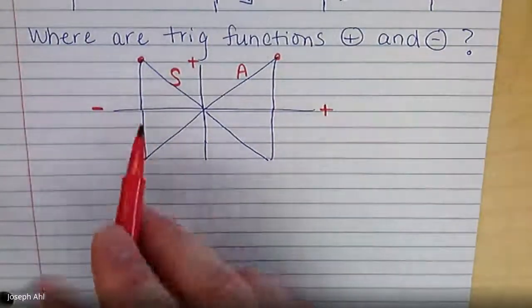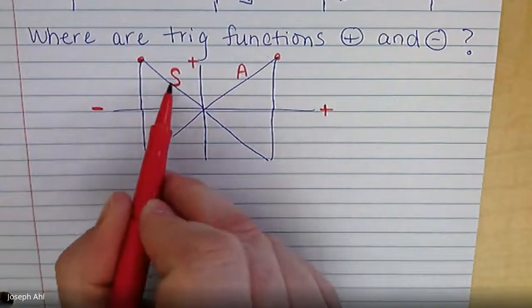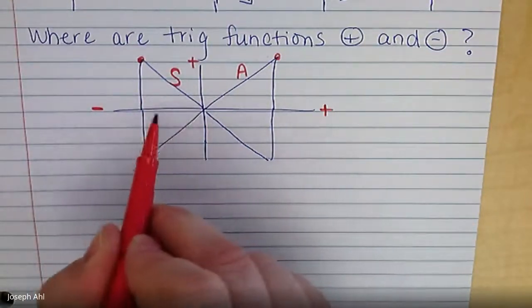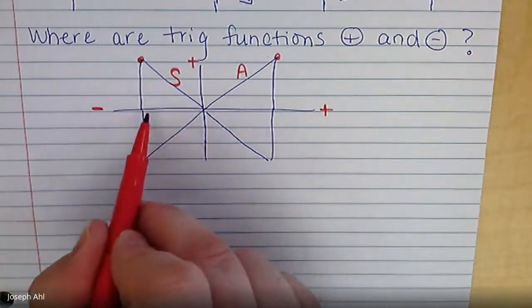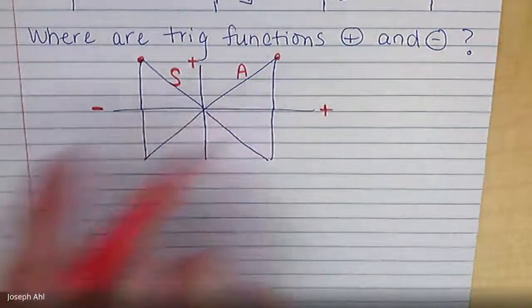Why is that the case? Well, sine is opposite over hypotenuse. That's going to be the ratio of 2 positive lengths. Whereas cosine and tangent, which use the adjacent side, because we're going to the left, we're going to consider that a negative direction. And therefore, that ratio will turn out to be negative.